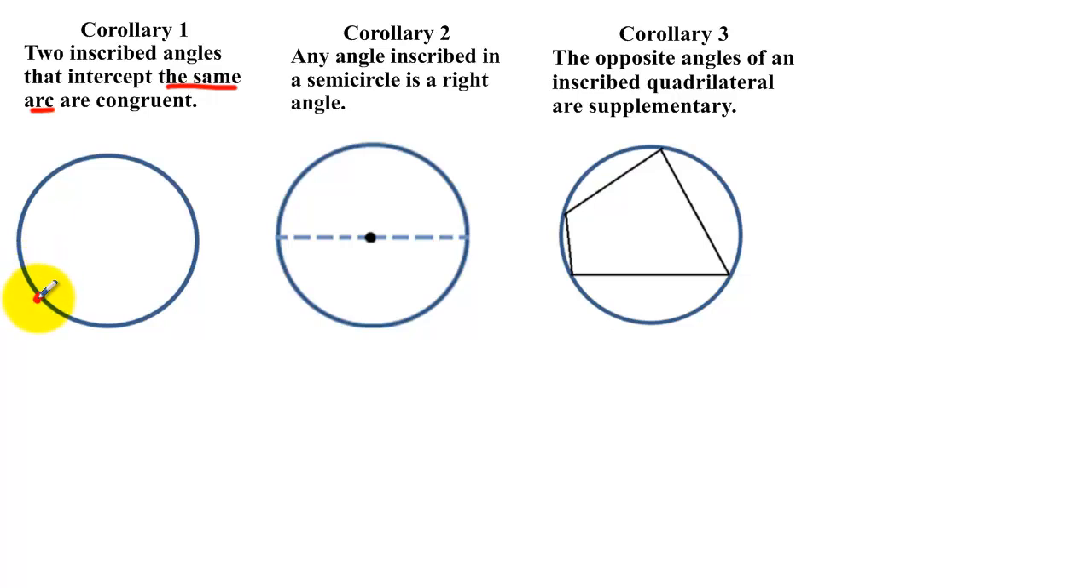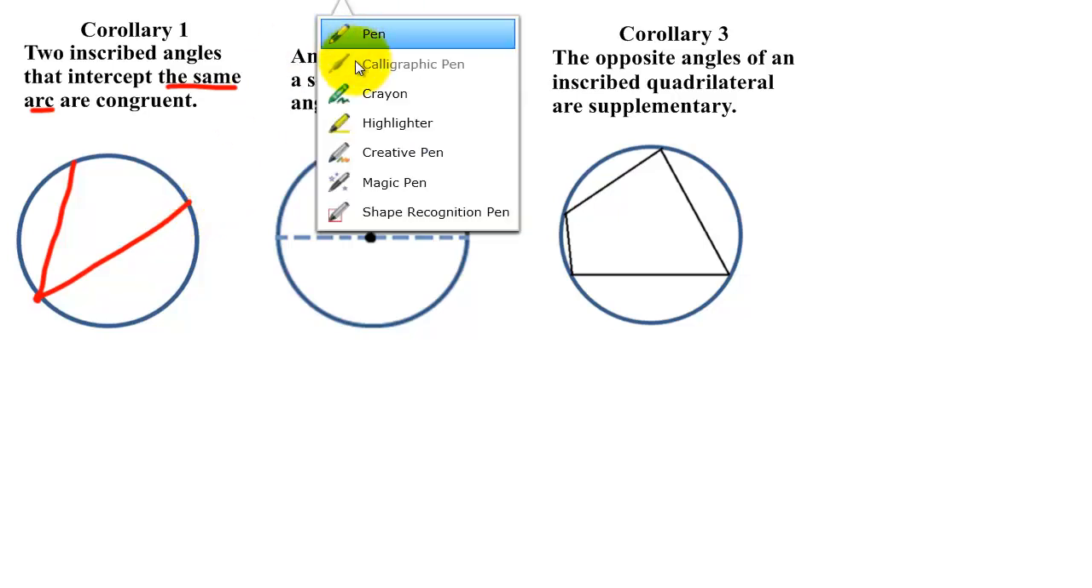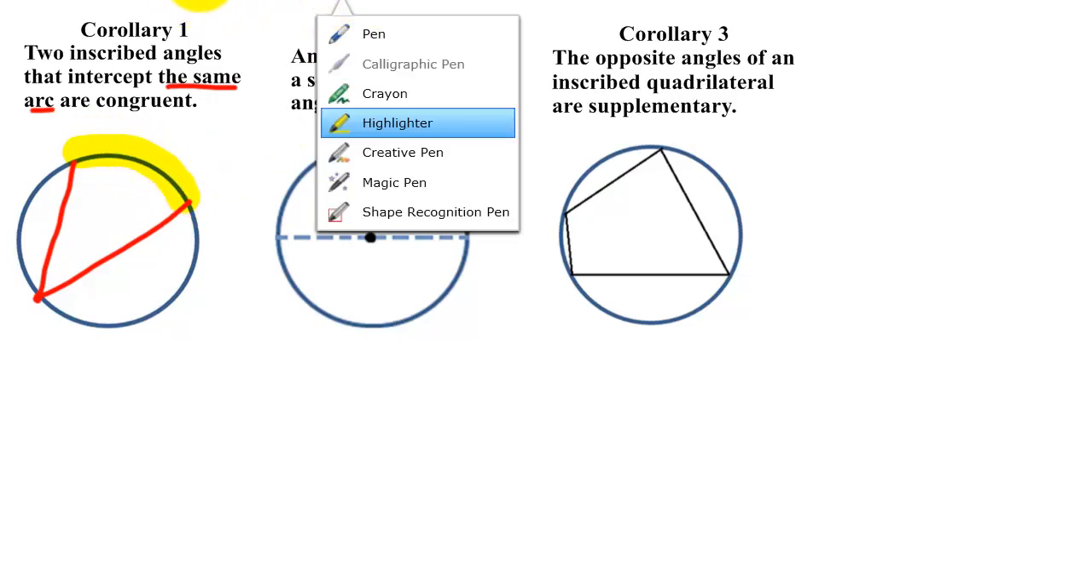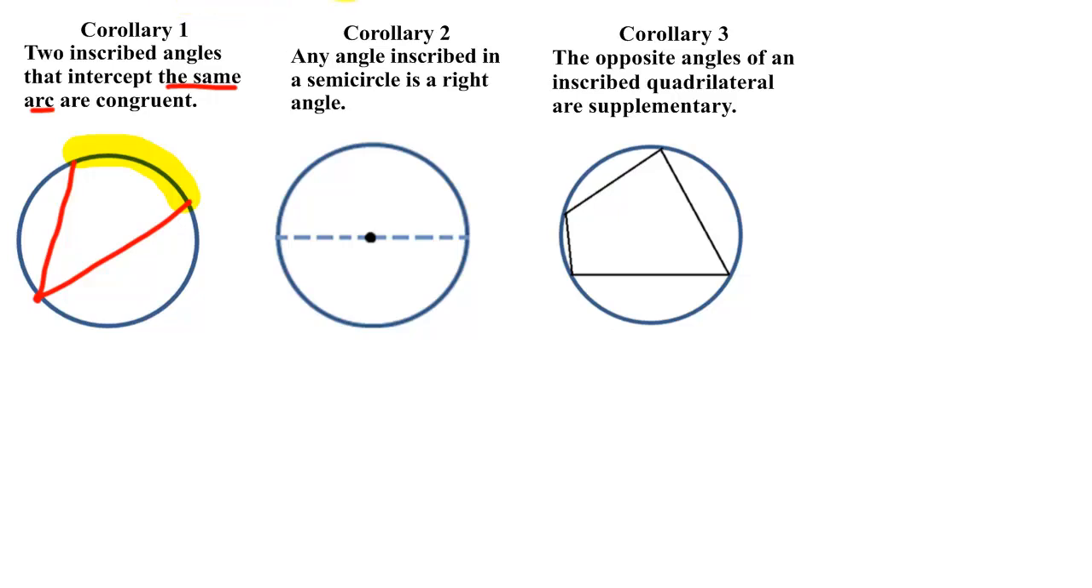Let's draw one angle, and let's say we're going right here. Now mark the arc that it is intercepting. I'm going to do that in a highlighter. This is our intercepted arc here. Now the second angle I draw needs to intercept the exact same arc. So on this one, I'm going to come from this point, but I'm going to come out through the exact same points that it was before.